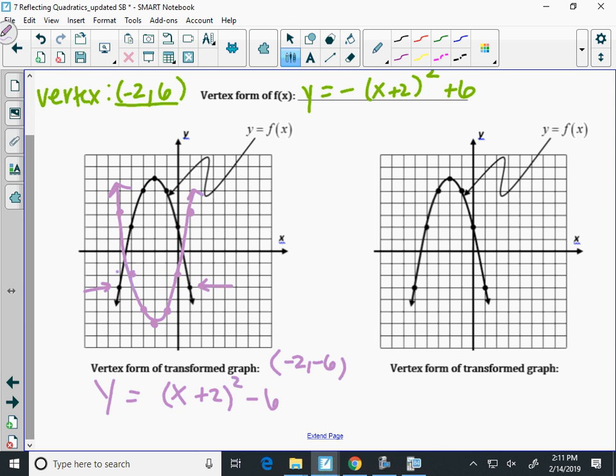Okay. So when we go to the next one, when we go to reflect this one over the y-axis, you just count to see how far each point is away from the y-axis and then plot it. So we start with our vertex. Our vertex is 2 away from the y-axis, so we count 1, 2. Then 1, 2, 3. 1, 2, 3, 4.